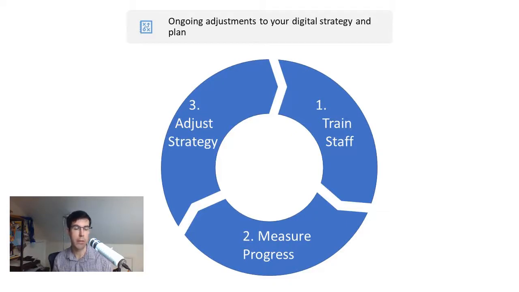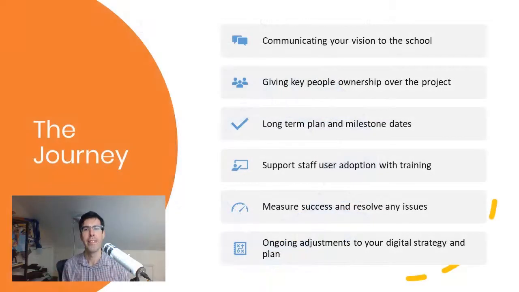It's important then to revisit those responses, see what you can improve on, feed that back into your long-term digital strategy. So this is a bit of a cycle of that strategy. We go train staff, measure their progress, and then adjust that strategy, and have that constant feedback loop over a long period of time to make sure that we get that confidence, get that user adoption across everybody in school.